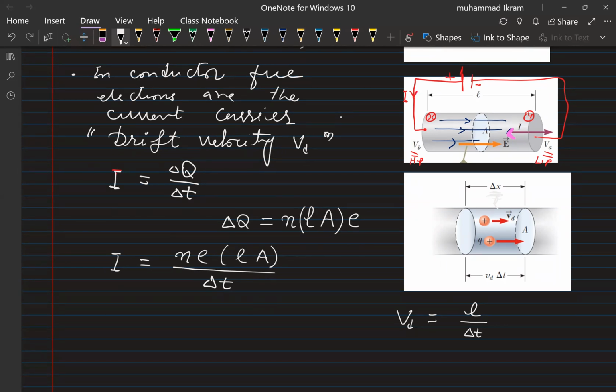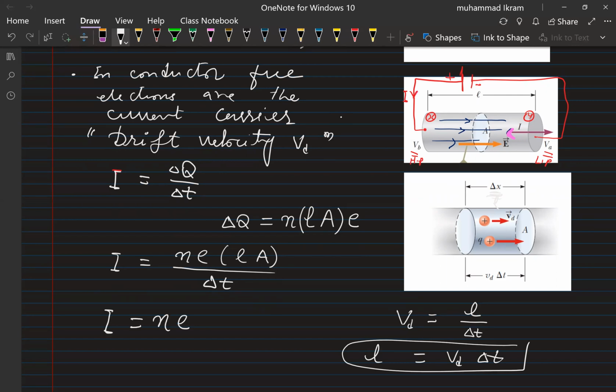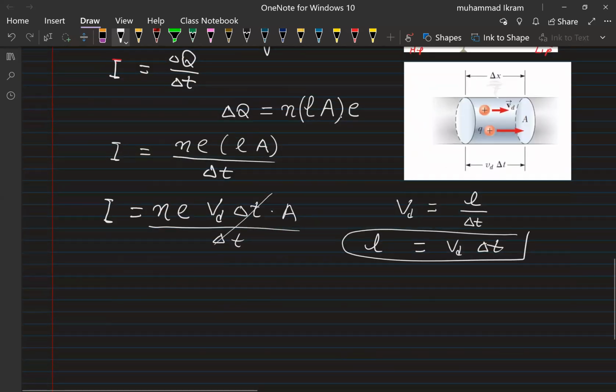We can write it like this. The length is the distance traveled by the electron. So what is this length? It will be V_d into delta t. So you just put this in the equation: n into e into L, where L is V drift into delta t, into A, divided by delta t. You see the delta t will get cancelled, and what is left is I equals n e V_d A.